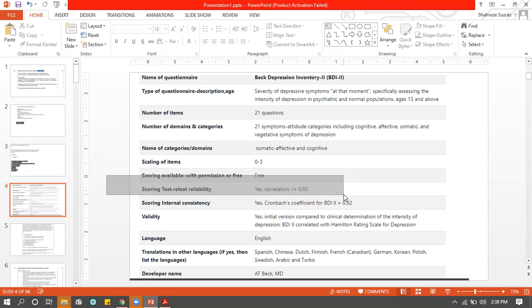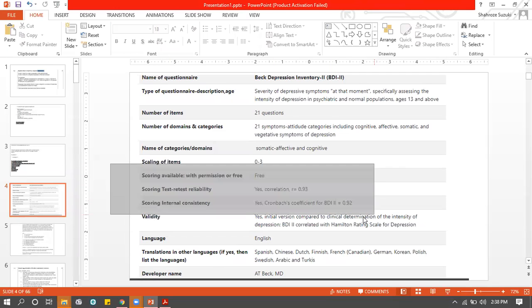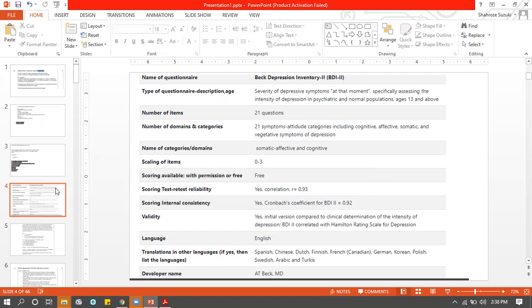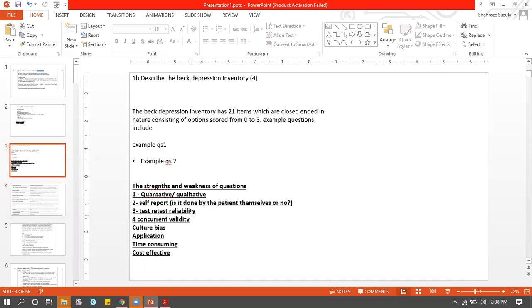Again, test-retest reliability, what is it? If I give you the test one time and give you the test a second time, you should get the same score or around the same score. Your scores should not fluctuate. If they do, this test is not reliable. That's test-retest reliability. What is concurrent validity? The concurrent validity score is not given here, but I'm going to explain in general what concurrent validity means.